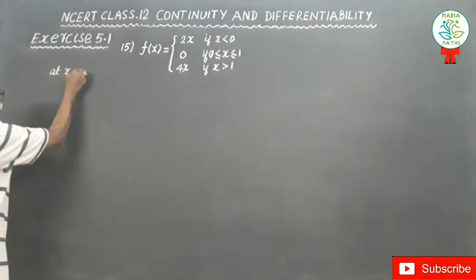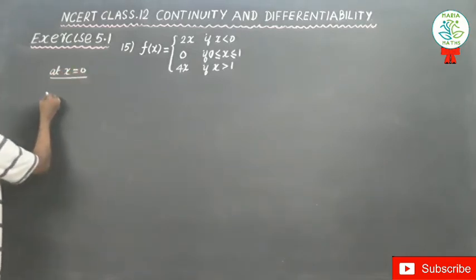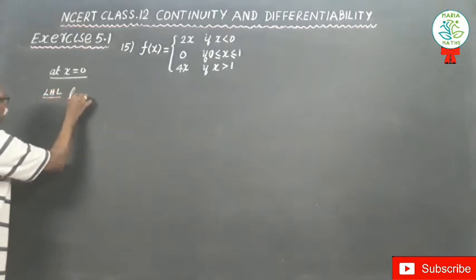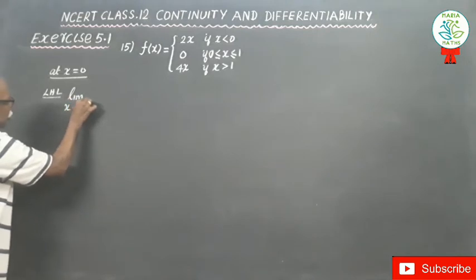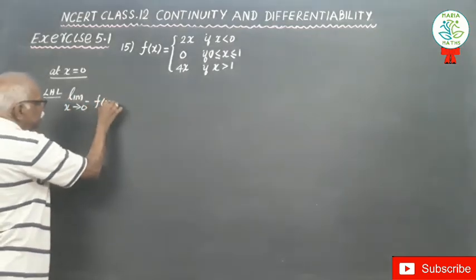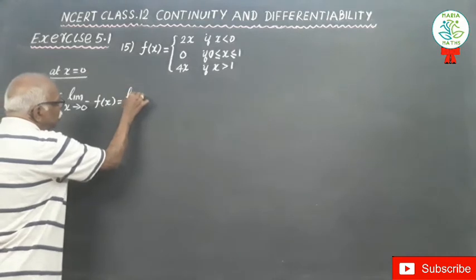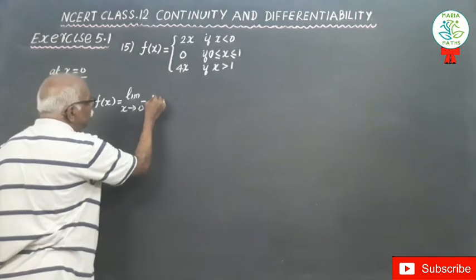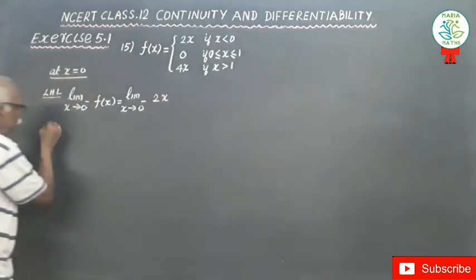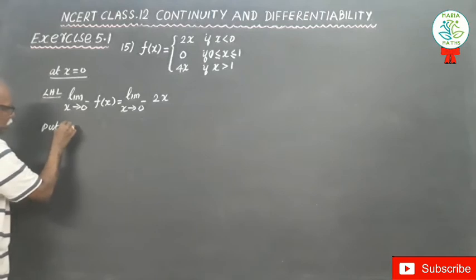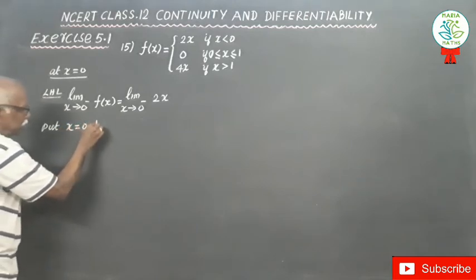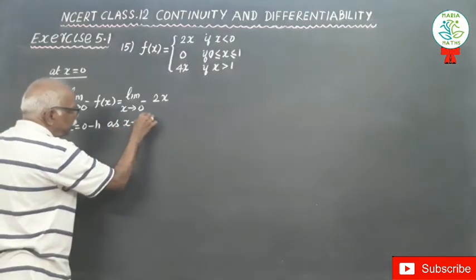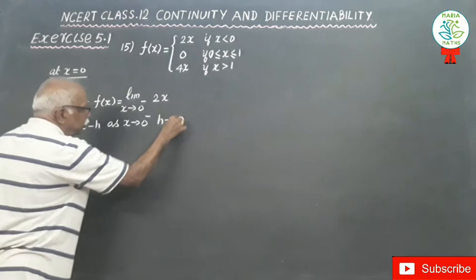At x is equal to 0, LHL. Limit x tends to 0 minus f of x is equal to limit x tends to 0 minus f of x, which is 2x. Put x is equal to 0 minus h, as x tends to 0 minus, h tends to 0.